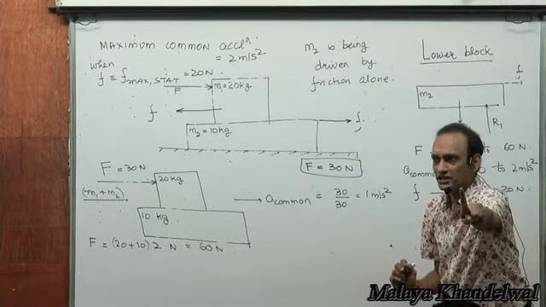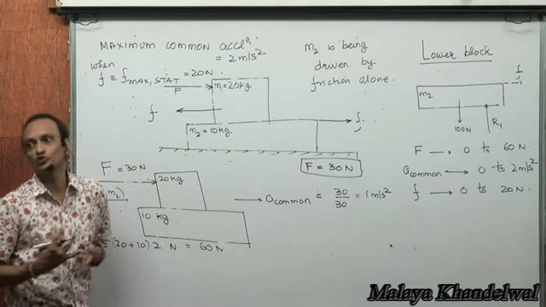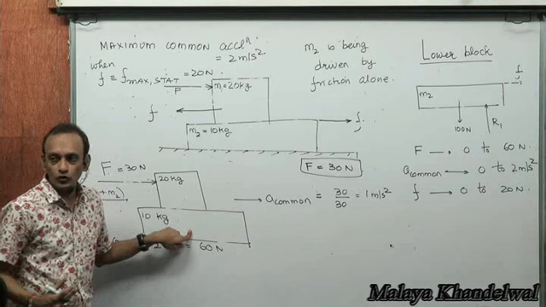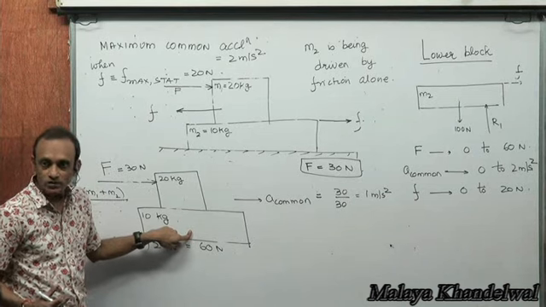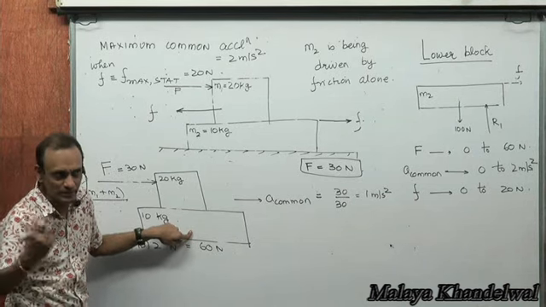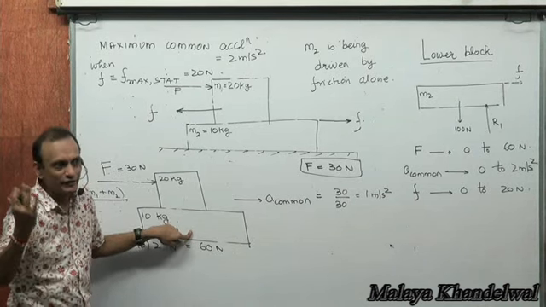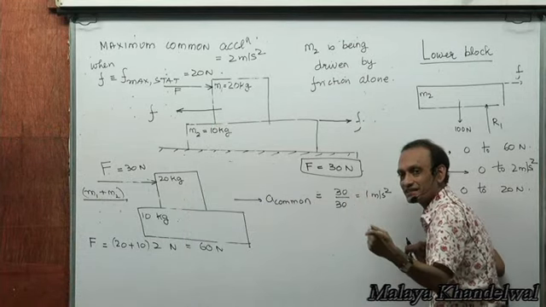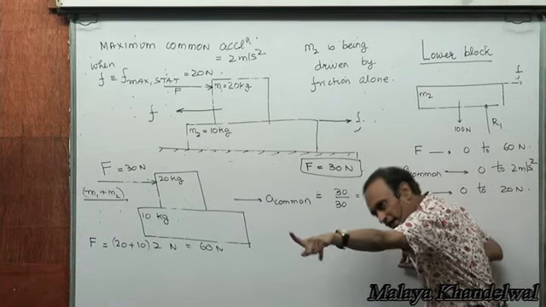And at this juncture, if I want to compute the frictional force between the two surfaces, when I have to look at the frictional force alone, it would be good to look at the lower body, because the lower body is being driven by friction alone. So let me look at the free body diagram of the lower body for this condition, F equal to 30 newtons, which results in a common acceleration of 1 meter per second squared. Right? Are you there with me?